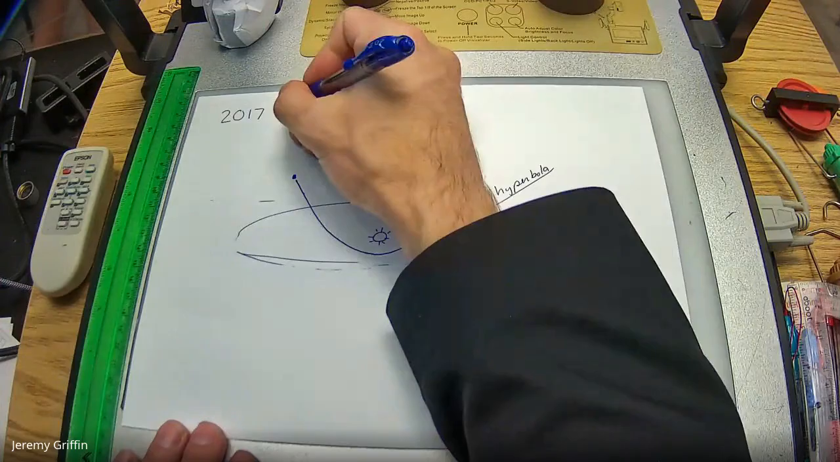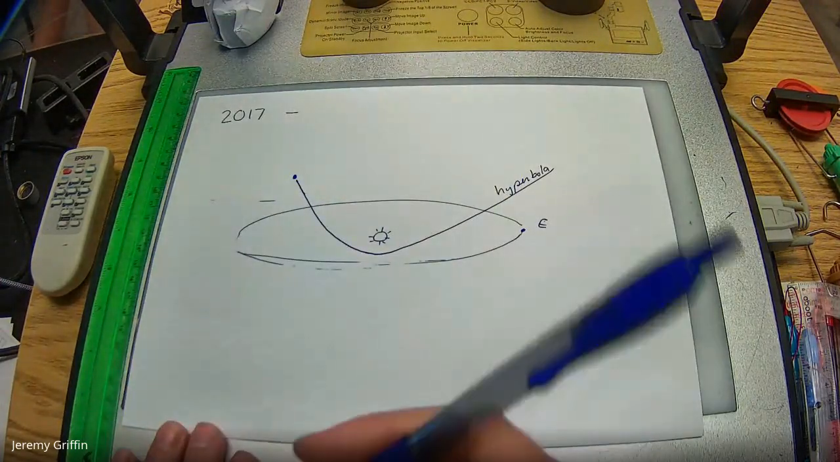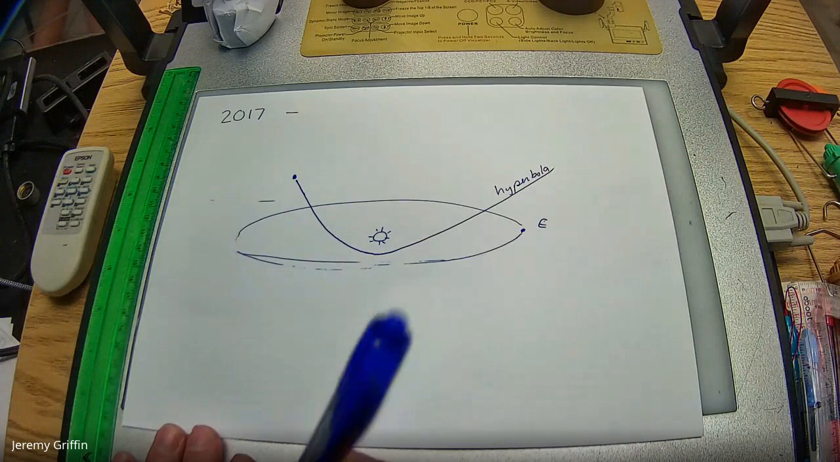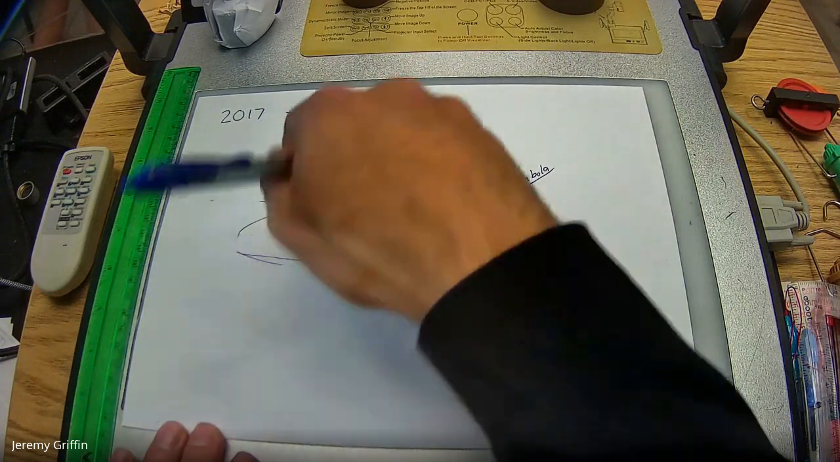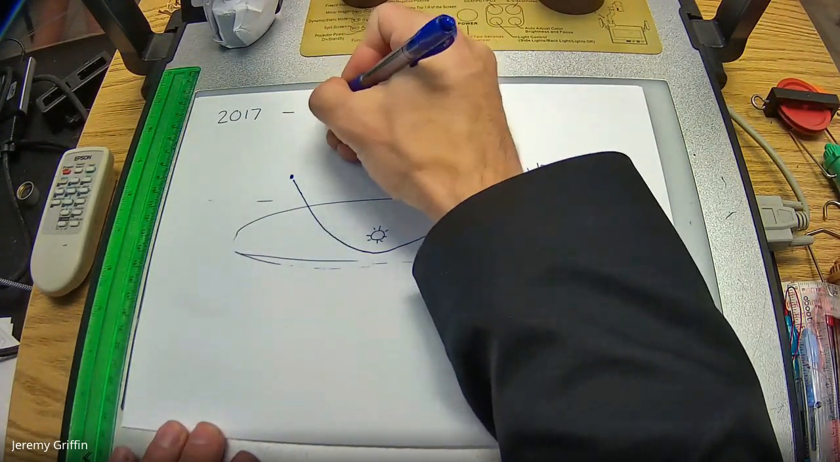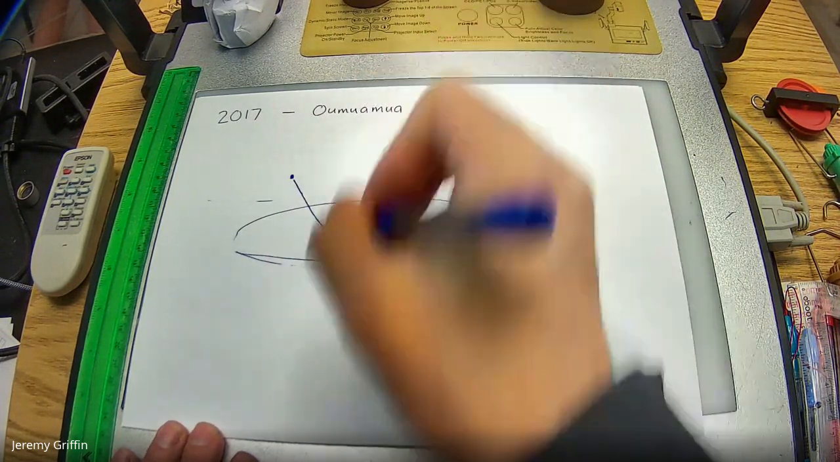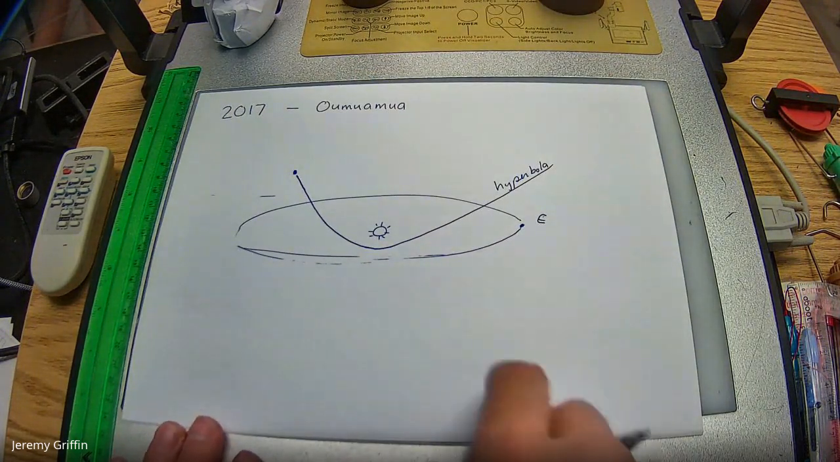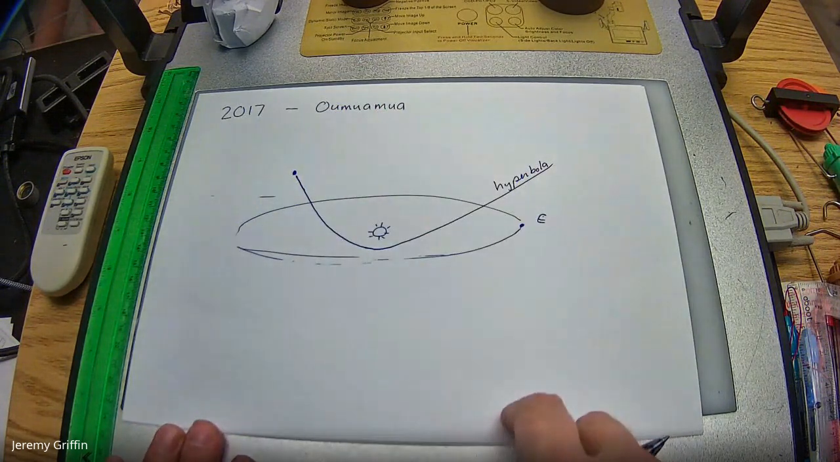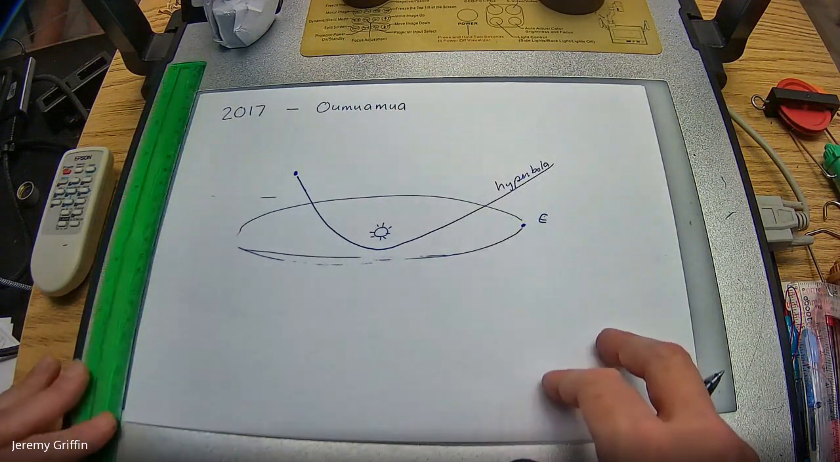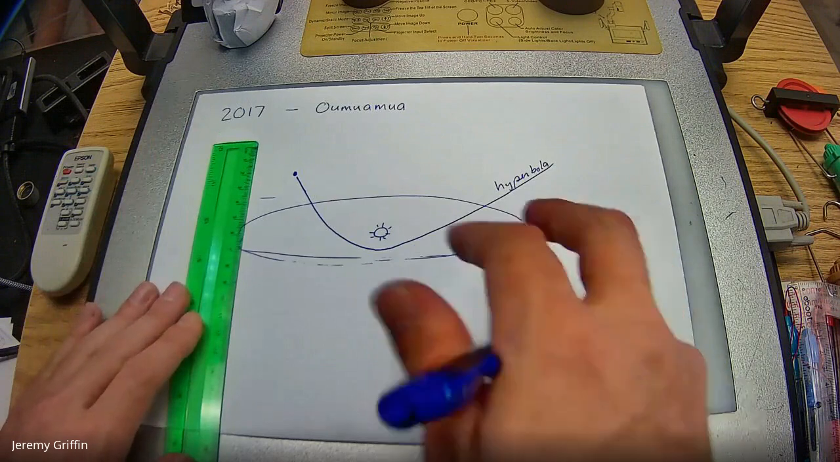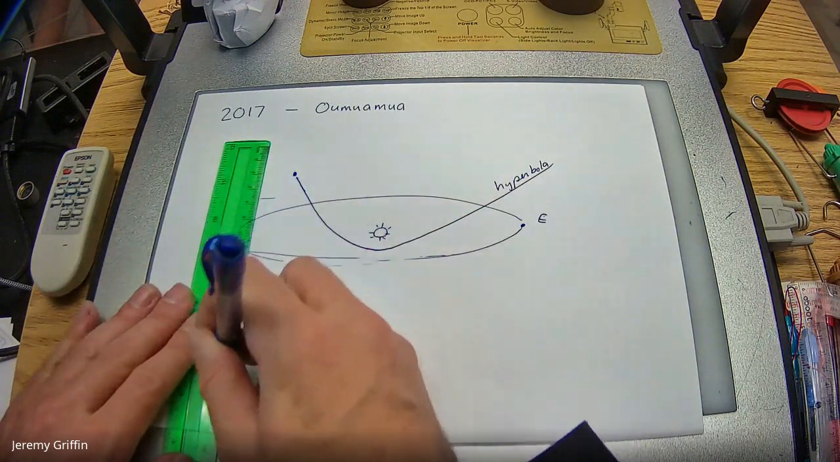Okay? This object has a name. Actually, I bet some of you guys know this because this was a pretty big story. Does anybody know what this object was called? It's a Hawaiian name. Oumuamua. And if you Google Oumuamua, well, there's no really clear picture of it, but there are some artist renditions.